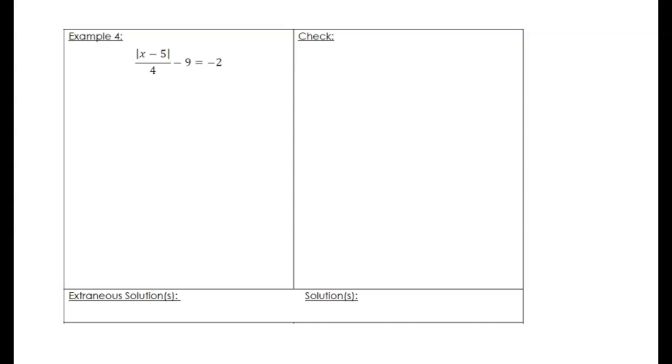This one looks a little crazy, but it's really not too bad. So on this one, the first thing I want to do is move away the -9, that constant that's hanging out on the left side. So I'm going to do the opposite of -9. I'm going to add 9.